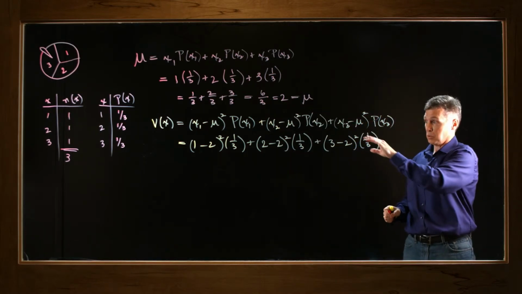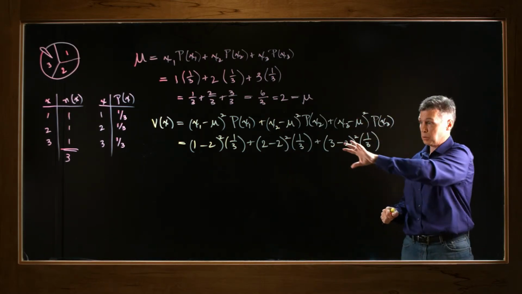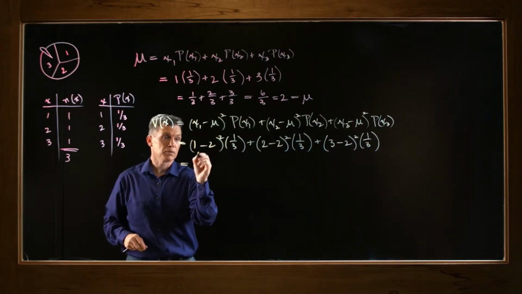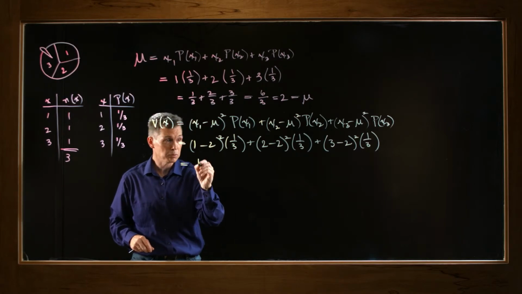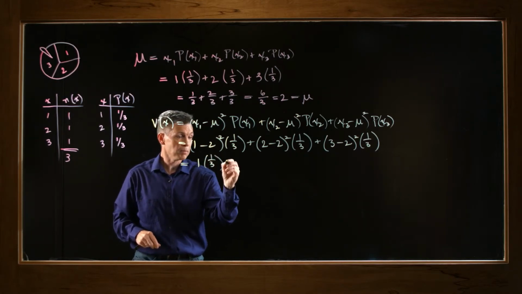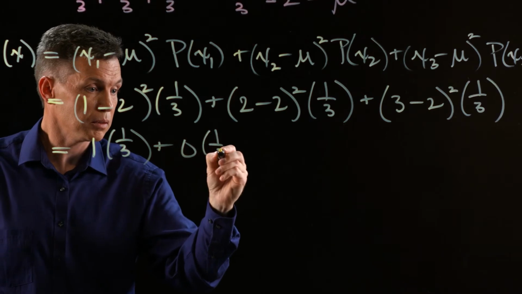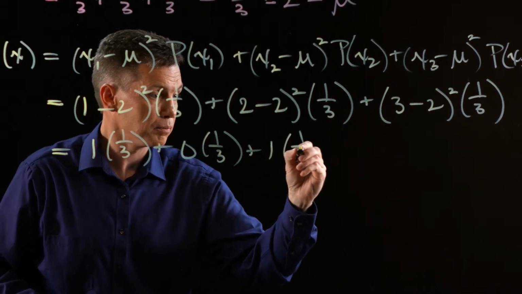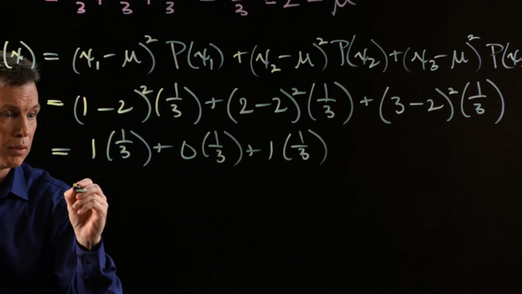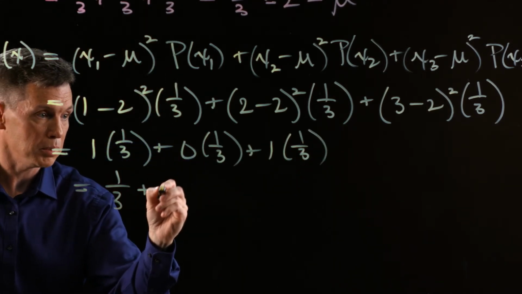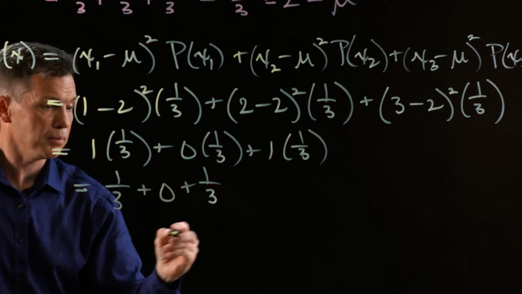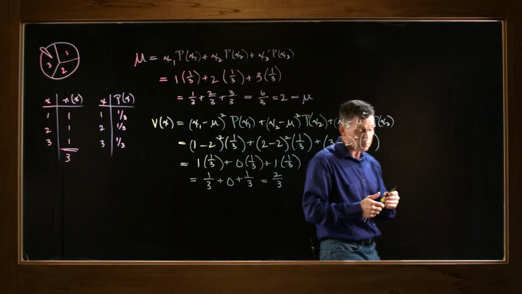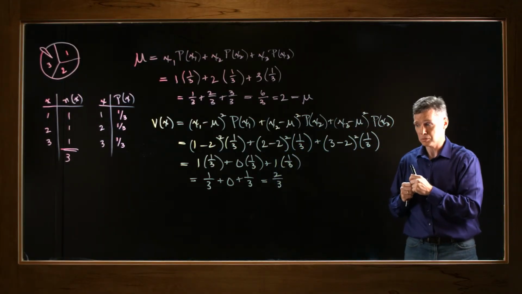Okay, so we had our formula. We made sure we had all the right pieces of the puzzle. We put them in the right place. And now it's arithmetic. So 1 minus 2, negative 1 squared, though, is 1 times 1/3. 0 times 1/3. 3 take away 2 is 1 squared. 1/3 plus 0 plus 1/3. Equals 2/3.